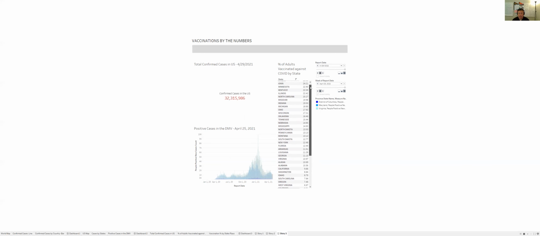Also here in this static graph, you see the percentage by state of the adults that are vaccinated for COVID, with Kansas leading the way at 25% of the adults. But as you can see, the numbers here could be a little skewed because the population size for each of the states is different.